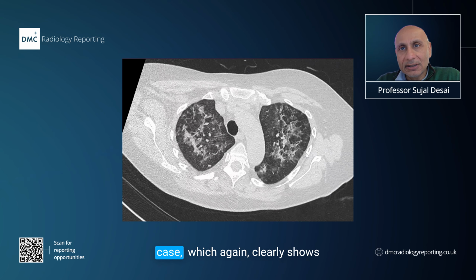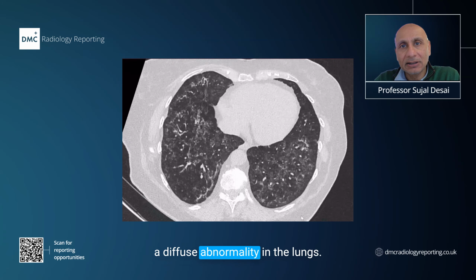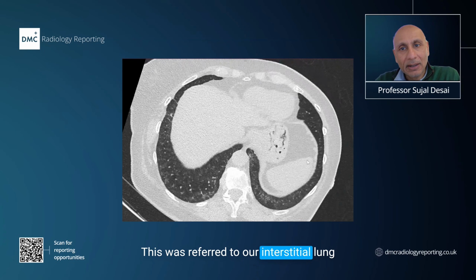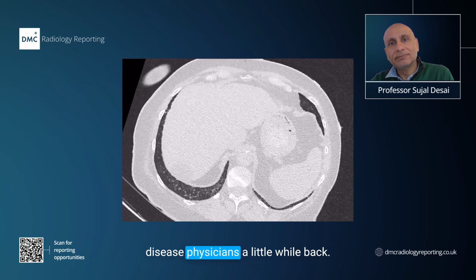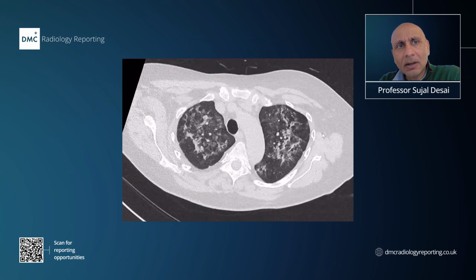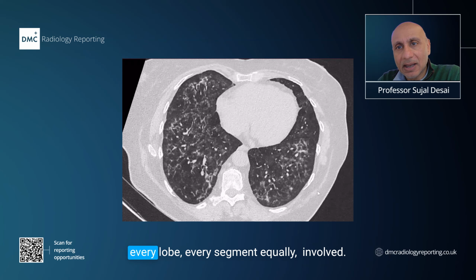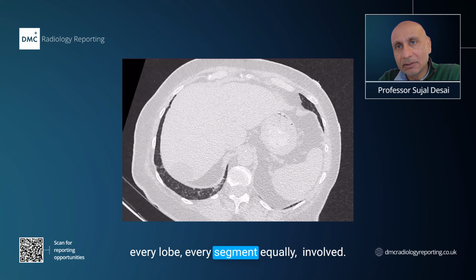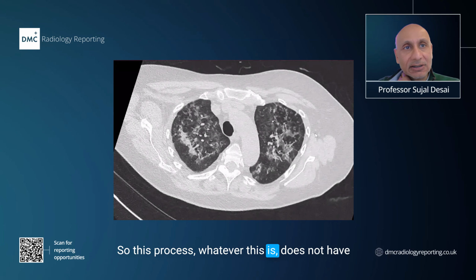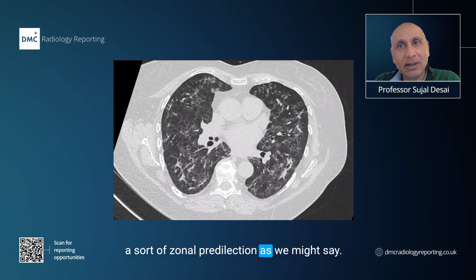Right, let's have a look at this case, which again clearly shows a diffuse abnormality in the lungs. This was referred to our interstitial lung disease physicians a little while back. What do we see? Well, in terms of distribution, I'm seeing every lobe, every segment equally involved. So this process, whatever this is, does not have a sort of zonal predilection, as we might say.